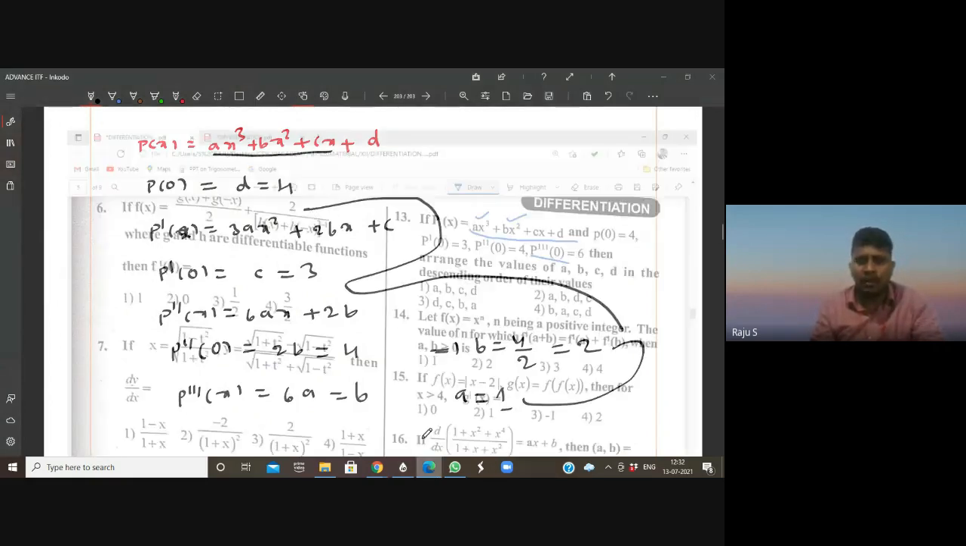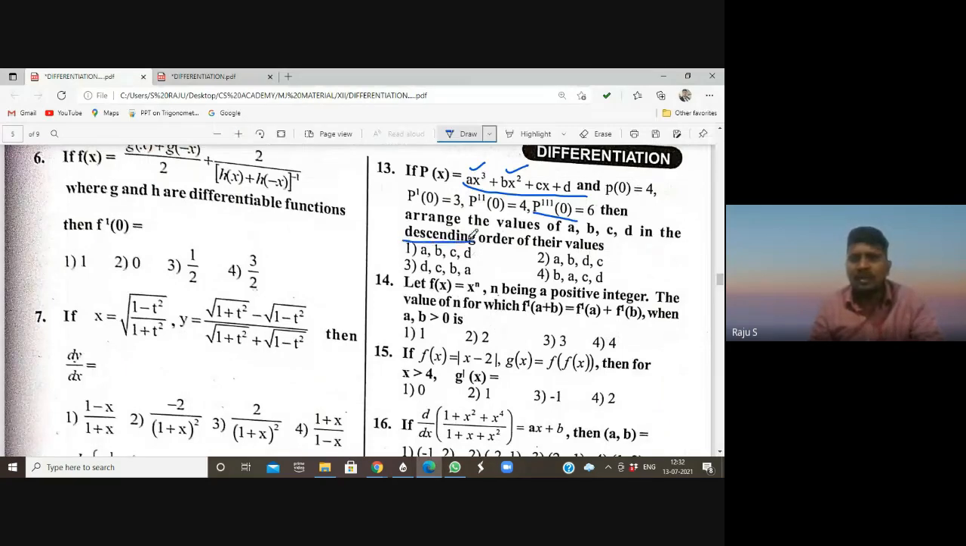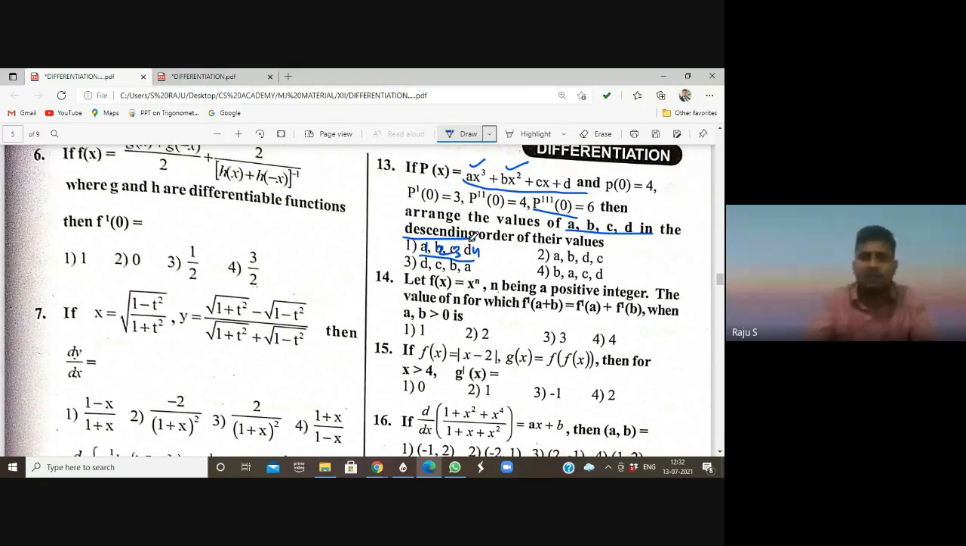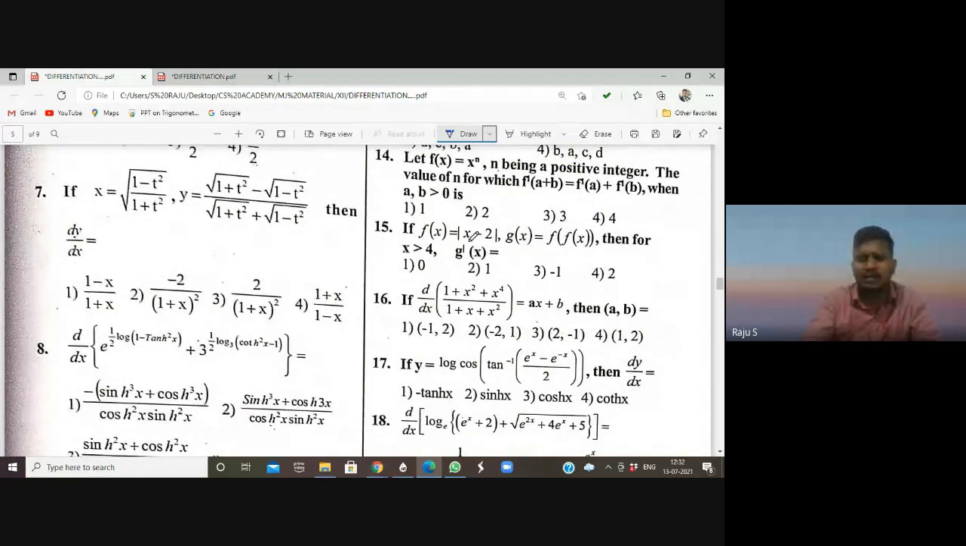What is the question here? Descending order. We need to write the values of a, b, c, d in descending order. Which of the following options is correct? First one alone. Yes or no? A value 1, 2, 3, 4. So first option alone is correct. That is a simple question, not a difficult one.